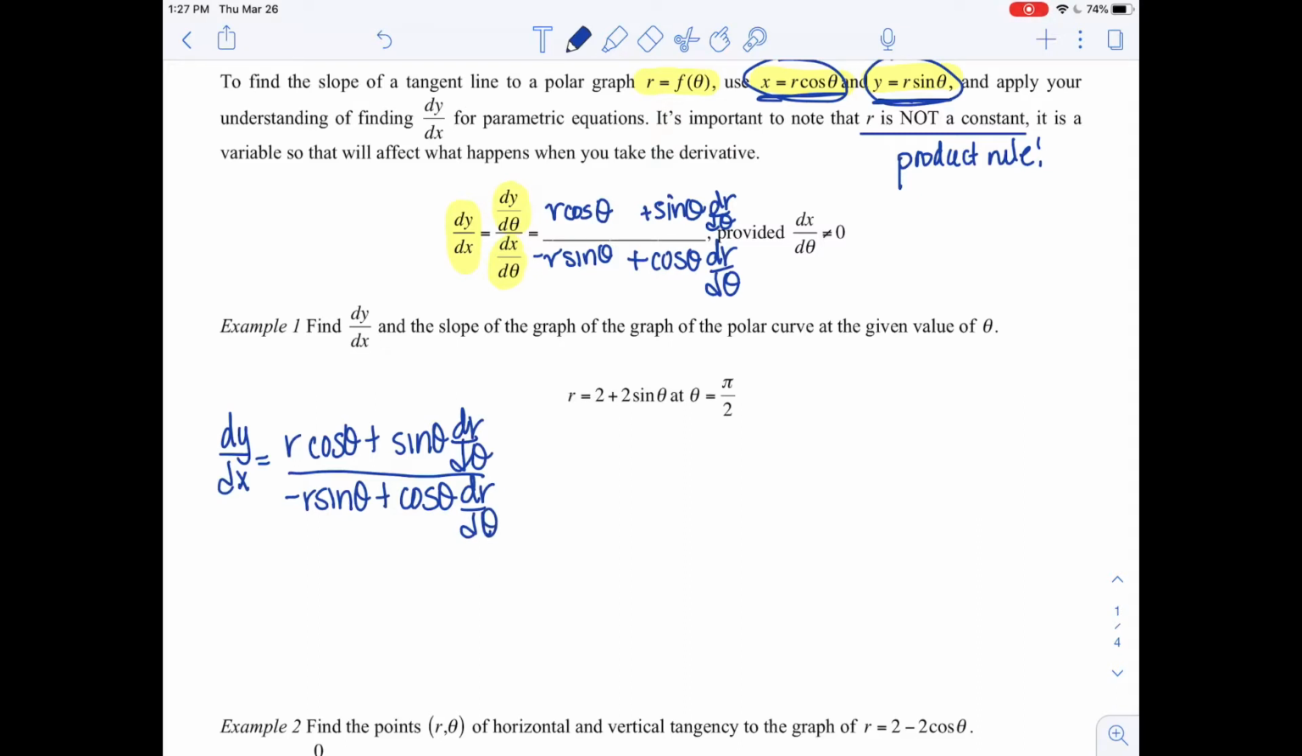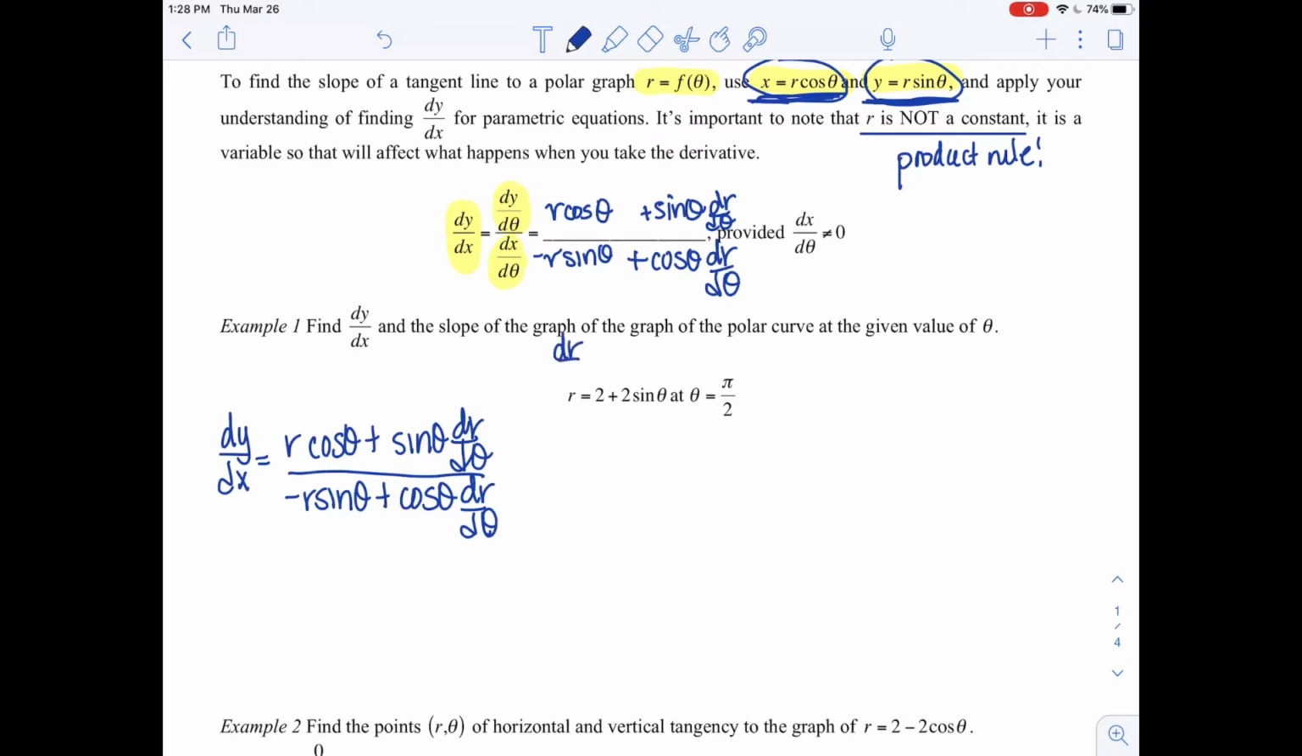I know that probably feels like an overwhelming formula to memorize, but again, keep in mind where it came from. It was parametric equation derivative using x equals r cosine theta and y equals r sine theta. So just keep that part in the back of your head. For today's lesson, just keep rewriting this down as you go through each of your problems.